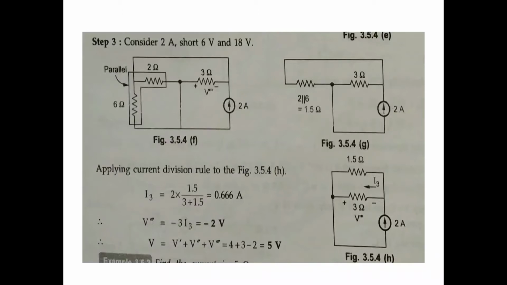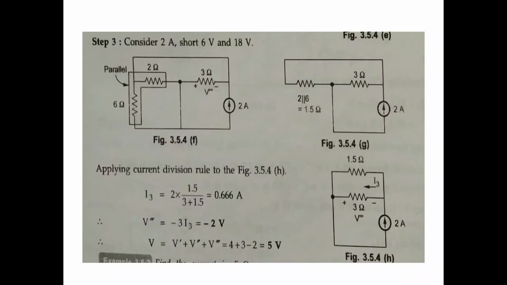Step number 3, consider 2 amps, short 6 volts and 18 volts. The current source will be considered, and the two voltage sources, 6 volts and 18 volts, are shorted. These two are parallel again, giving 1.5, with 3 and the 2 amps as it is. Current division for I3: 2 and 6 in parallel give 1.5, so I3 is 2 into 1.5 divided by 3 plus 1.5, which gives 0.666 amps.